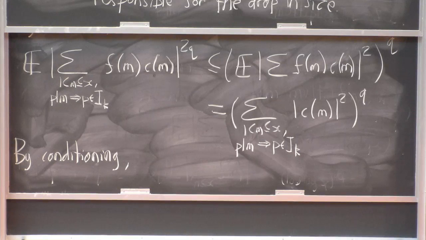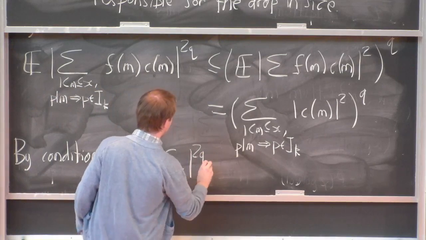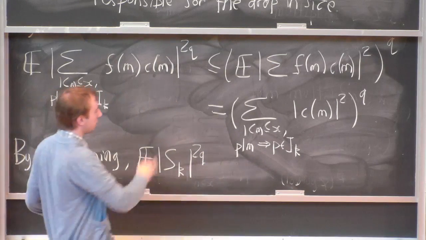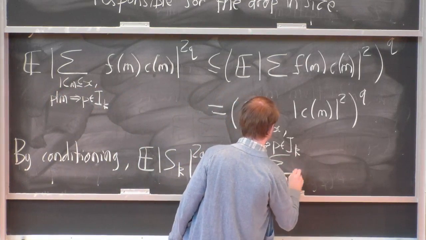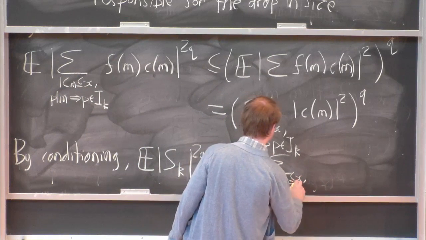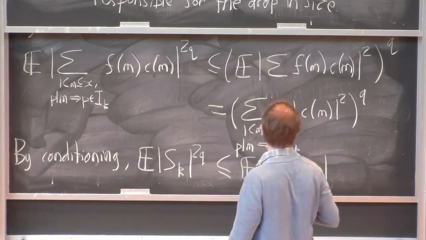if I call, lots of lines here now. So if I call this whole double sum here S sub k, thing on the inside there, if I look at the expectation of S sub k to the 2q, I can do the same thing, and I can get that this is at most the expectation of the sum with the prime factor condition, and then just treating the sums up there as deterministics, as a deterministic coefficient.